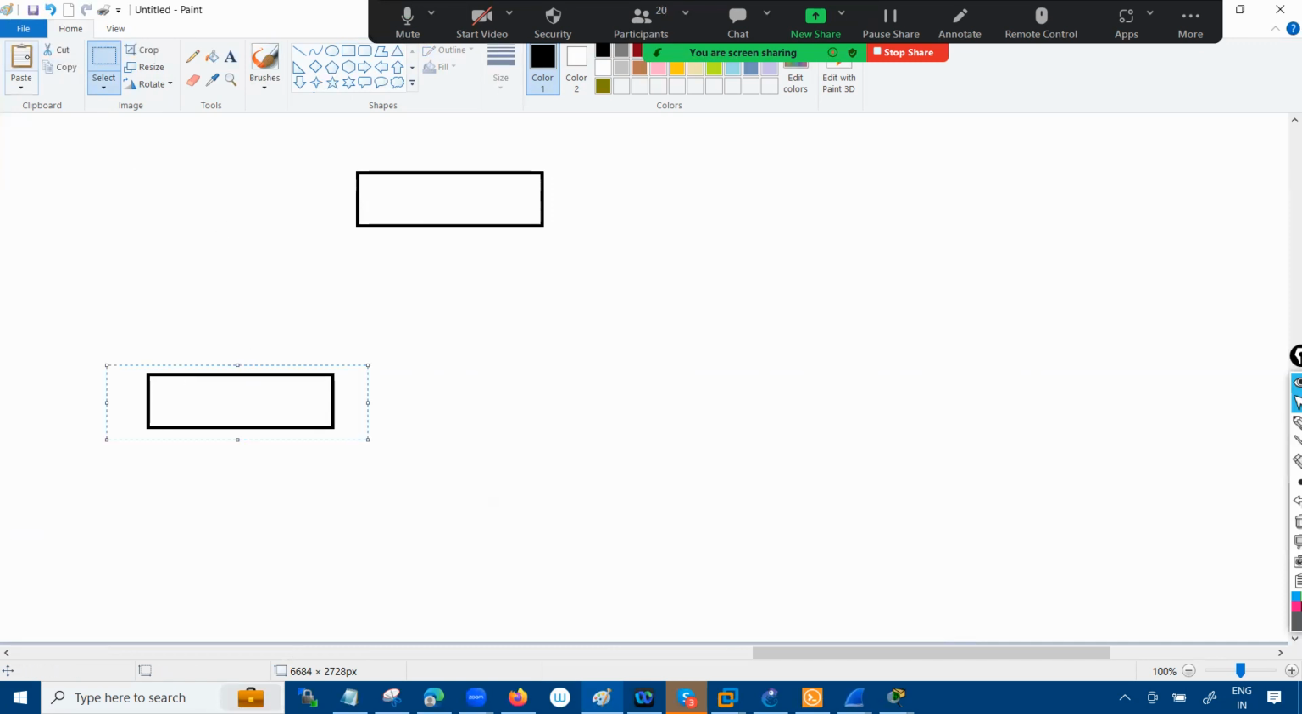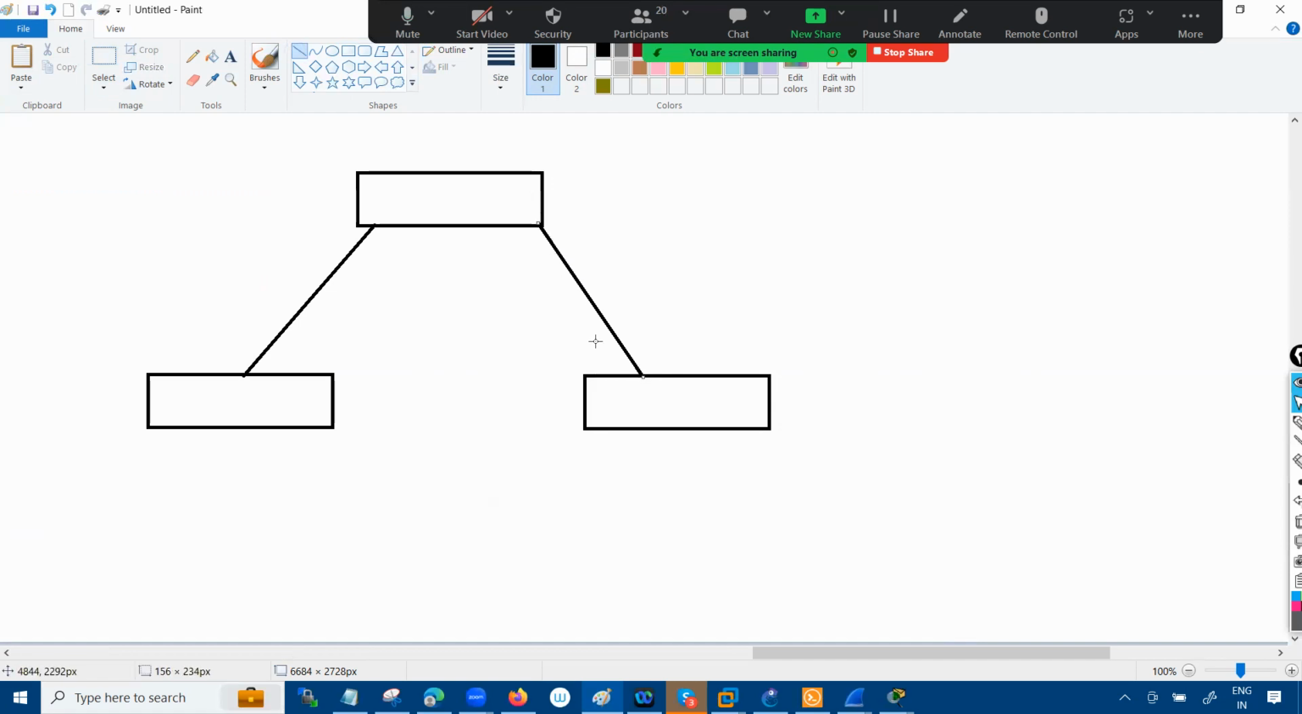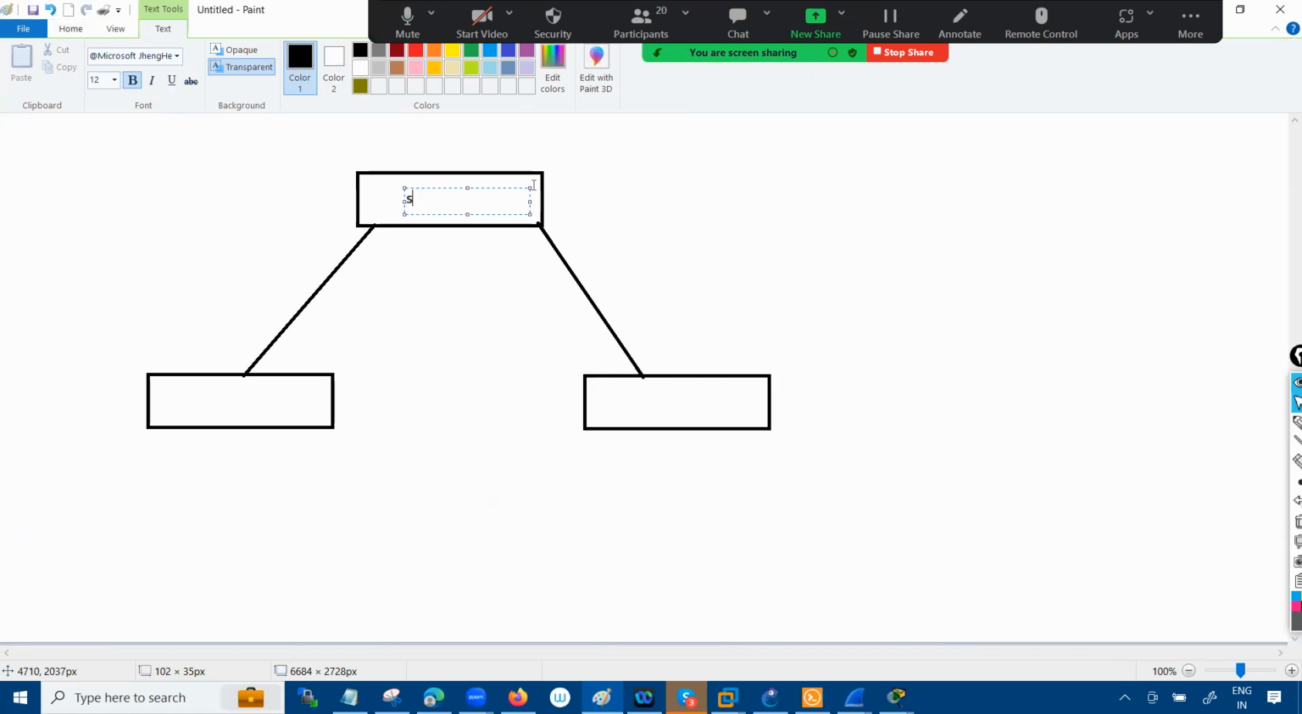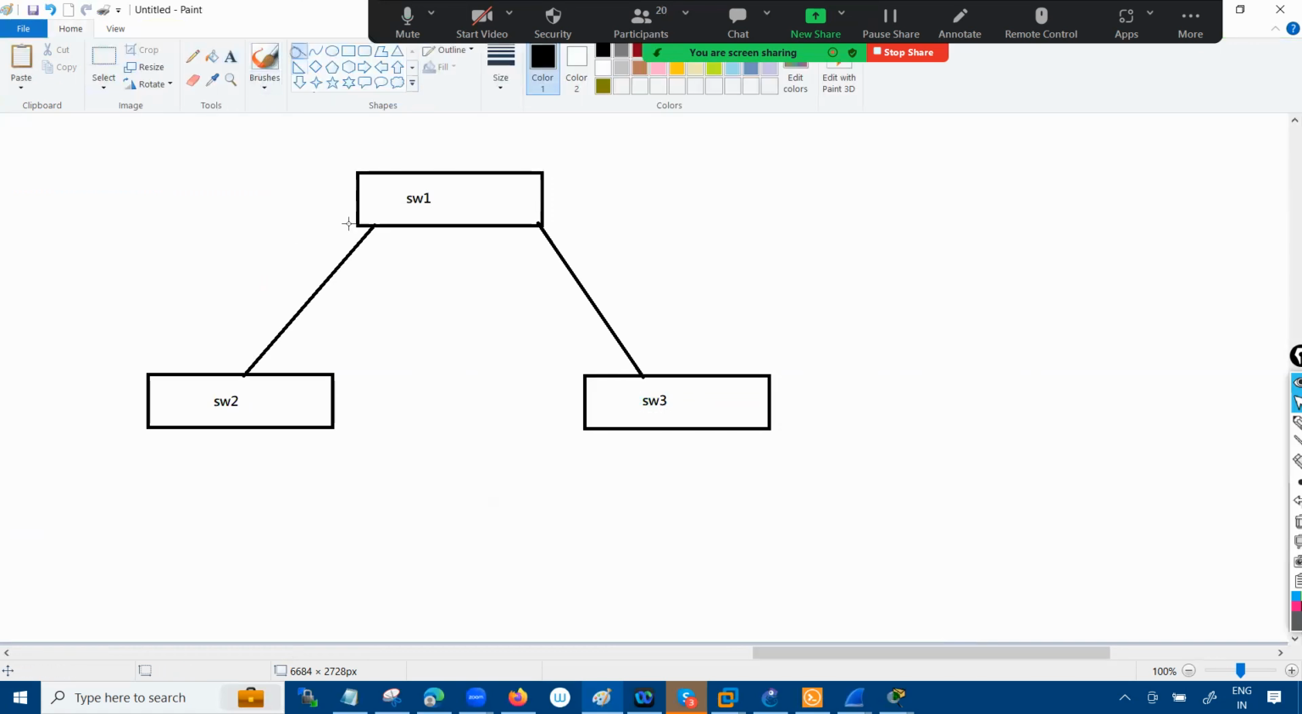Switch two, I have a switch three as well, right? First tell me, do we have a loop in this picture right now in this topology? No, great. Now, do we have a loop now? It will have, yes. Yes, it has, right?